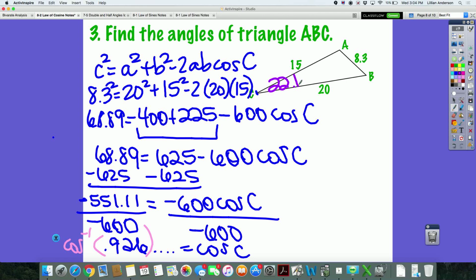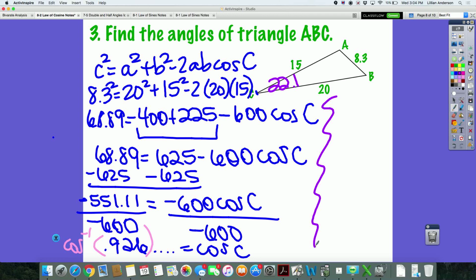Let's find the next angle. Let's find angle A. I strongly suggest you use the law of cosines, because if you use the law of sines, there's a potential for you to run into an issue. But if you keep it consistent, then you'll never have to worry about that issue. Let's set it up.